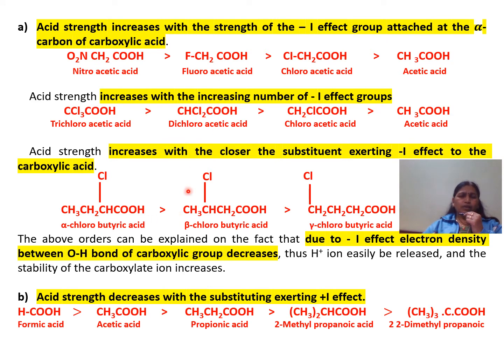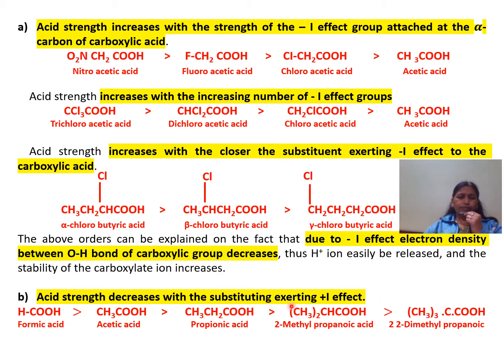All these three examples, the strength of minus I effect group, the number of minus I effect groups, and the position of minus I effect group, can be explained by this: the electron density between the OH bond of the carboxylic acid decreases due to the minus I effect. Electron density decreases, thus the H positive ion can easily be released and the stability of the carboxylate ion increases. As the stability of the carboxylate ion increases, the acid strength will increase.